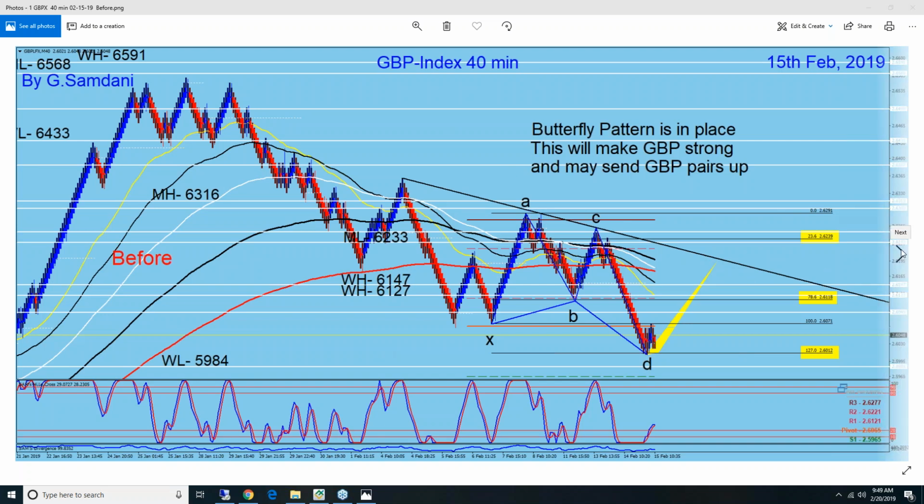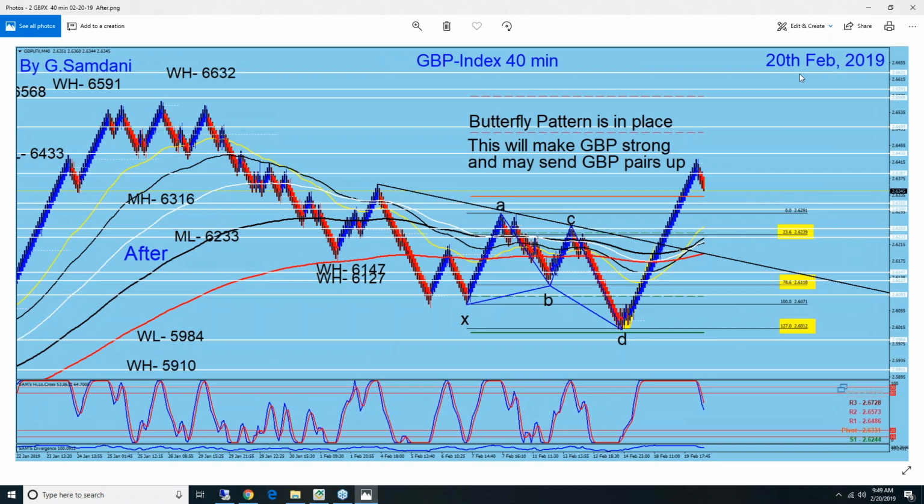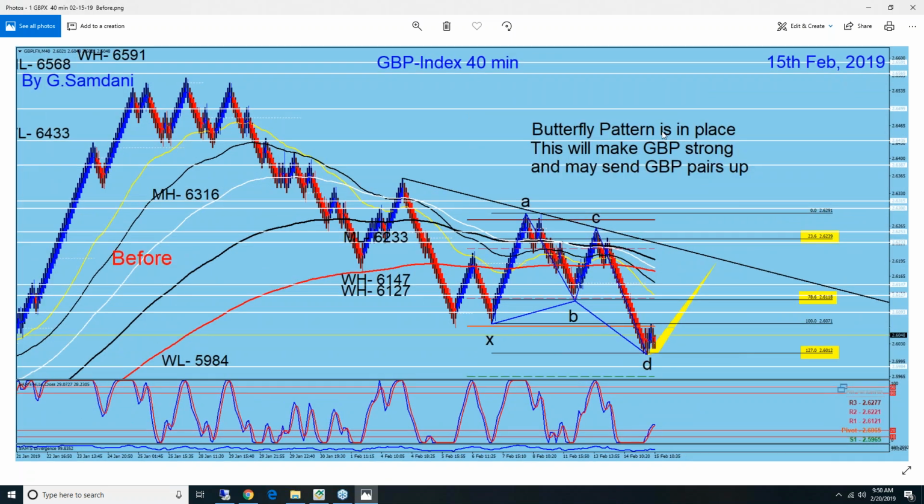Okay, this is what happened so far as of today, the 20th. Now notice what I have written here on top of the chart: butterfly pattern is in place. This will make pound strong and may send pound pairs up. I said all pound pairs, excluding only one, because only one pair has pound on the right hand side, and when pound gets strong, that pair goes down, which is euro pound. Other than that, every single pair has pound on the left hand side, so they all go up when the pound gets strong. So that's what I wrote down here, right?